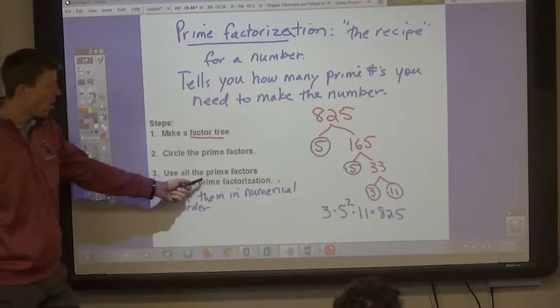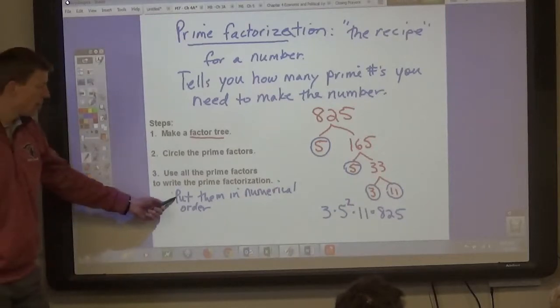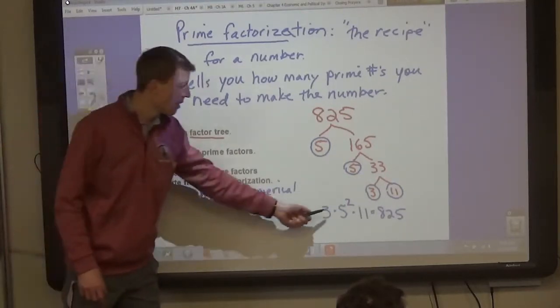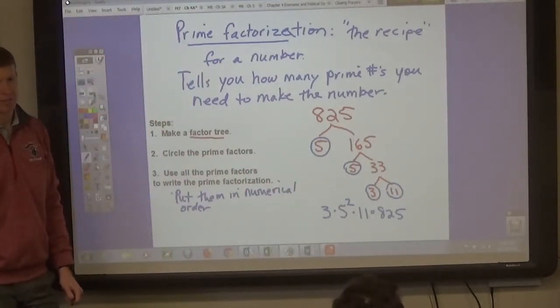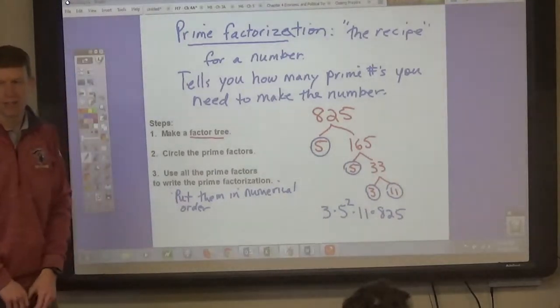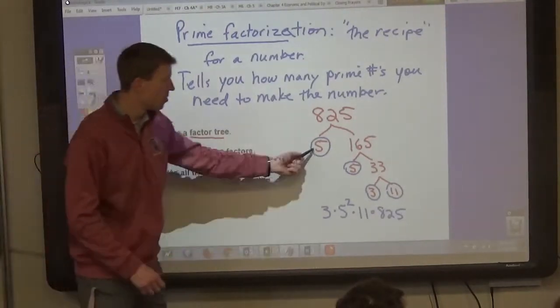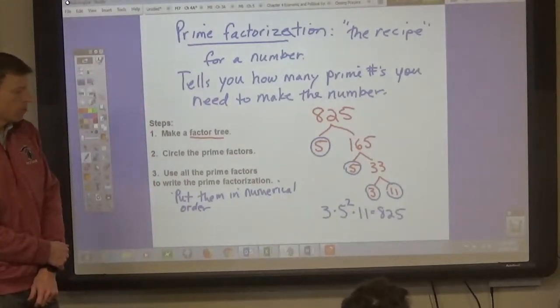Because you have to use all of your prime factors, and you write them in numerical order with exponents, if the exponent is greater than 1. If it's 1, you don't have to write it. You can just write the number. But if there are 2 of the same prime number in the formula, in the recipe, then you use exponents.